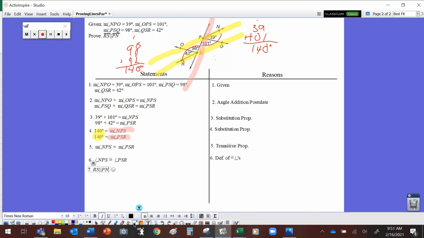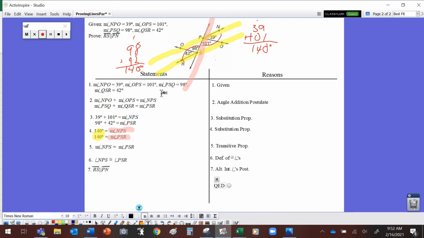And remember, we want to list that as segments, so we put those bars on top. Our final statement has to be exactly the same as what we're asked to prove. So for reason number 7, we can use the alternate interior angles postulate. It says that if those angles are congruent, that means that those lines are parallel. And there we go. Our proof is complete.